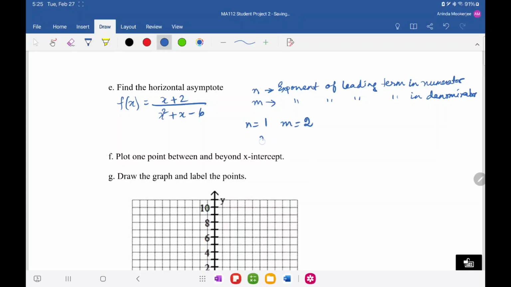So n is less than m, and when that happens, the horizontal asymptote is going to be the x-axis. Horizontal asymptote is the x-axis, or in equation form, it's the line y equal to 0.